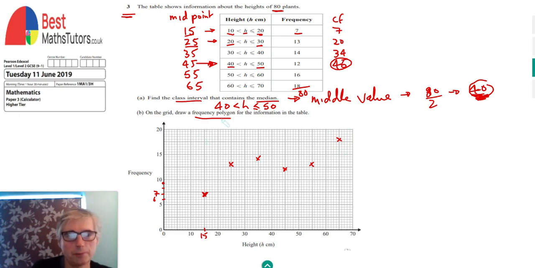Now, because it's a polygon, we need to join these points up with straight lines. It's not a curve we're drawing. A polygon is a straight-sided shape. So we're going to join these crosses we put on the graph up by straight lines. That's very important. So there we go, we just join them up. And that is our frequency polygon.